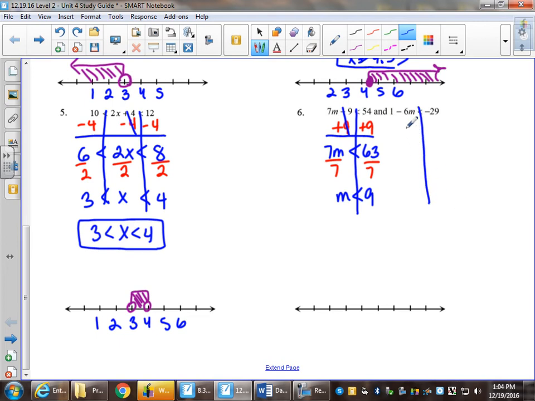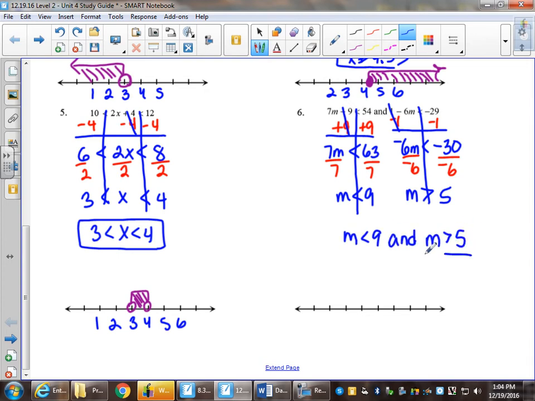My attention again is on the side where the variable is. Here's m on the left, so I'll pay attention to this left side. I will subtract 1 from each side. I get negative 6m is less than negative 30. Divide by negative 6, divide by negative 6. When we divide by a negative, the inequality sign has to change direction. So this becomes m is greater than 5. So my answer is m is less than 9 and m is greater than 5.